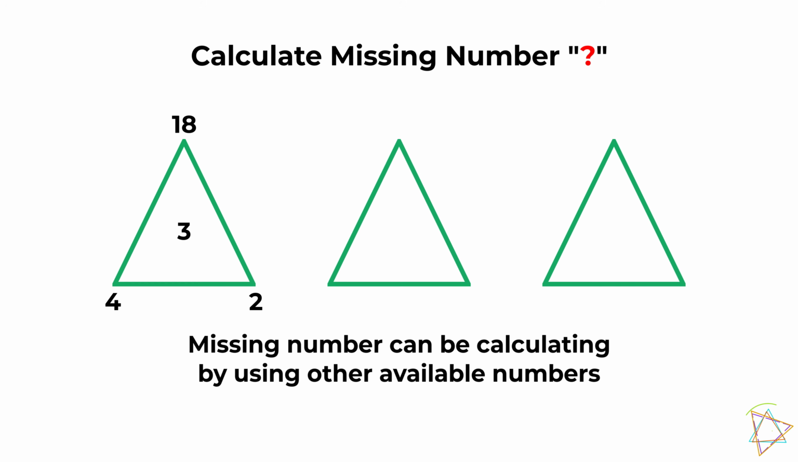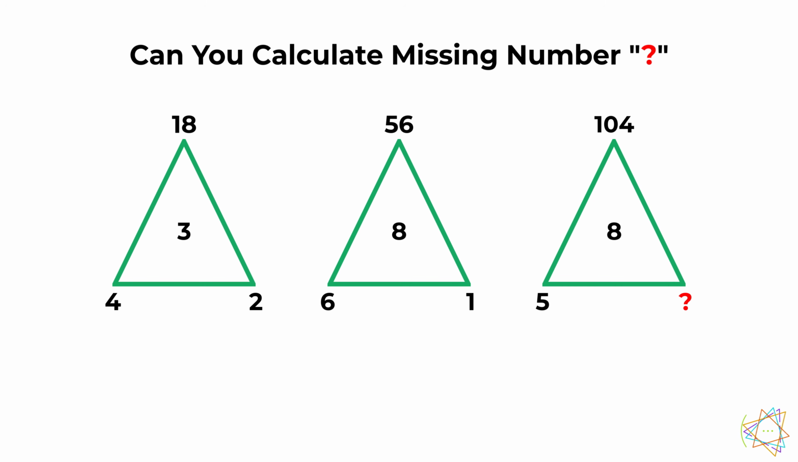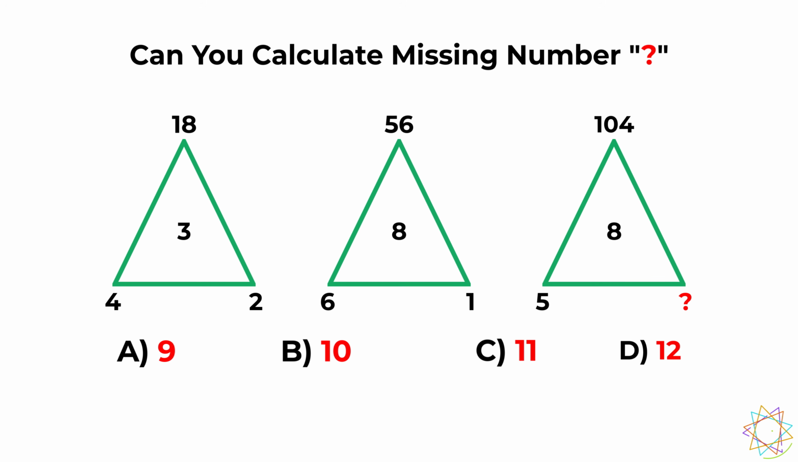Second triangle has numbers 56, 6 and 1, and number 8 in the middle. Third triangle has number 104 on the top, number 8 in the middle, number 5 in the bottom left corner, and one missing number in the bottom right corner. You need to calculate the missing number. You have 4 different choices. Choice A, 9, choice B, 10, choice C, 11, and choice D, 12.